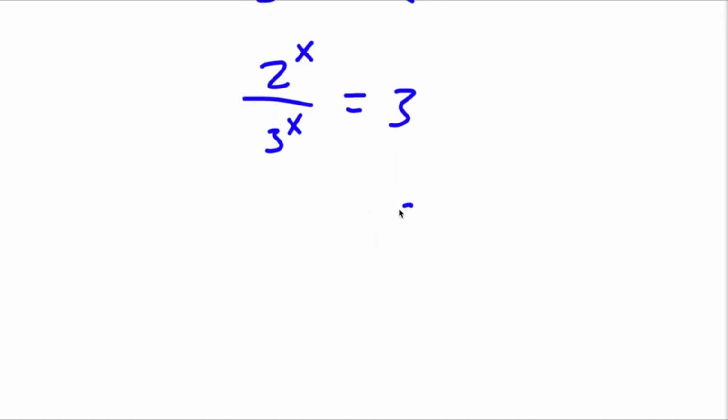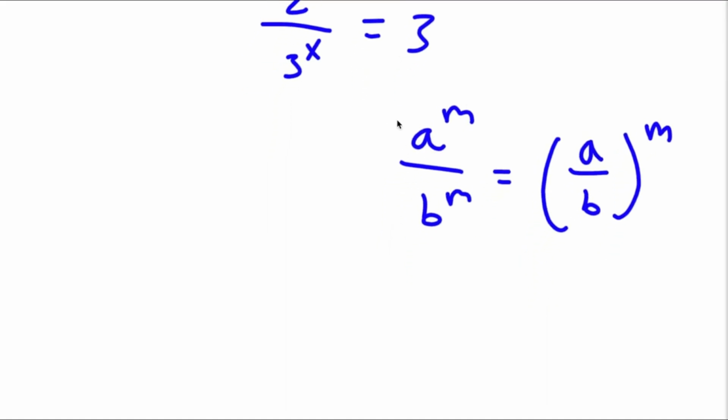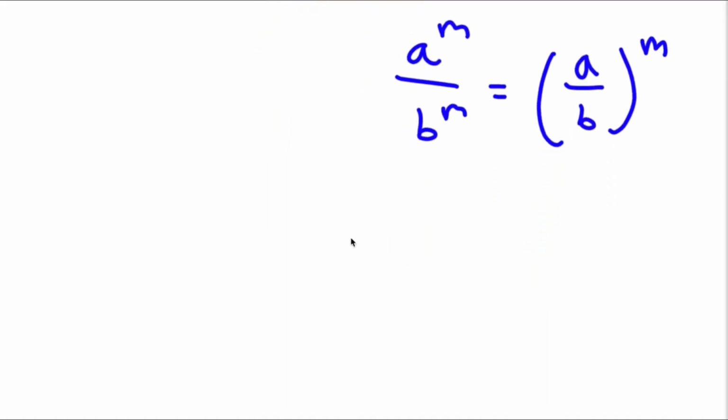Now, if I have something in the form a to the power of m over b to the power of m, this is the same thing as a over b to the power of m. So 2 to the power of x over 3 to the power of x is going to equal 2 over 3 to the power of x, which is equal to 3.